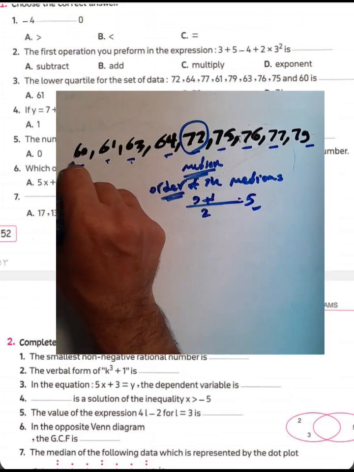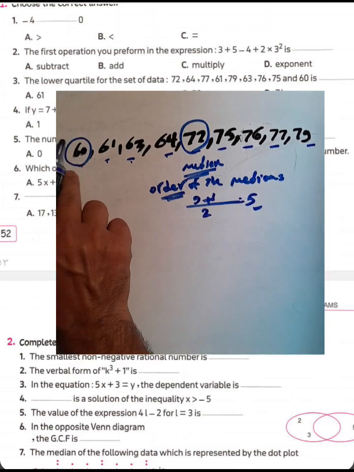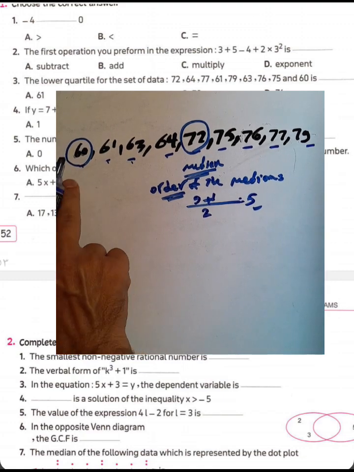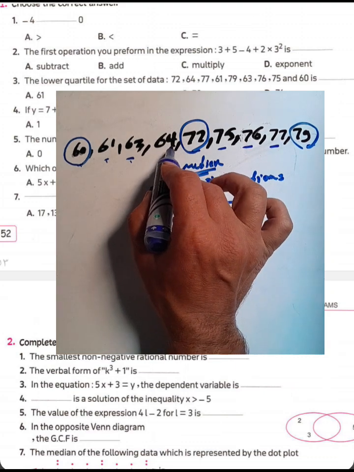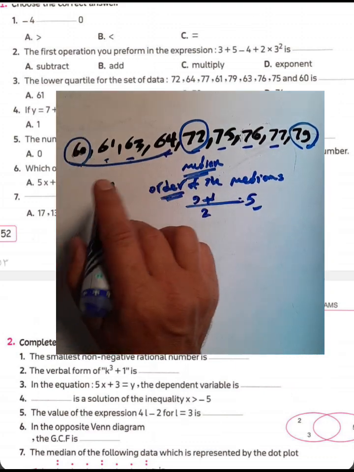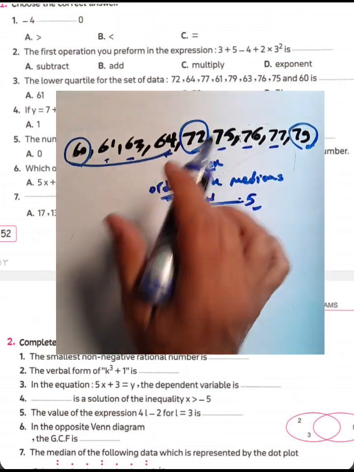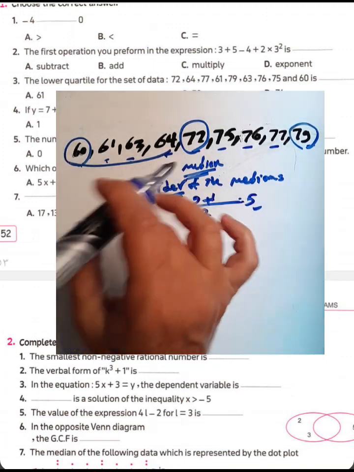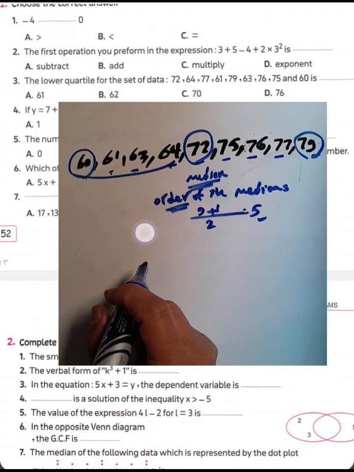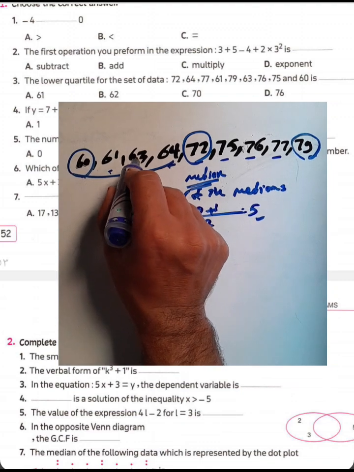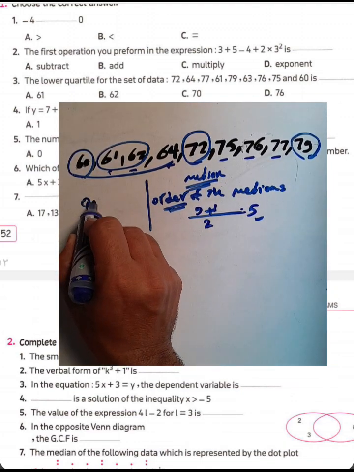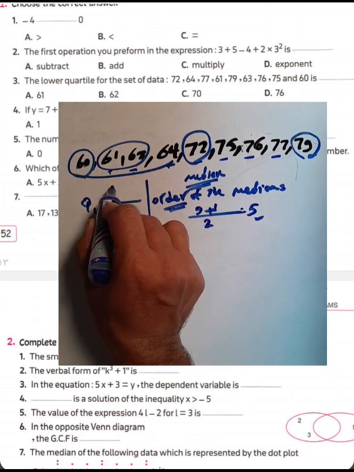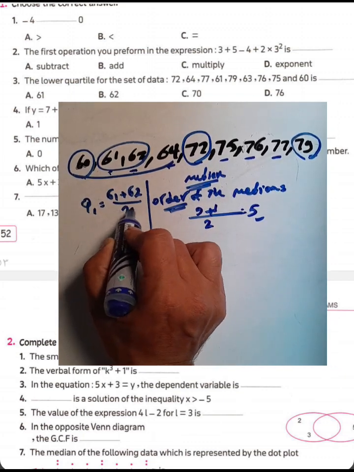Okay. And then 60 here we call the minimum, and 79 the maximum. Okay. In this example, what do you want to find? From the left hand side, you want to find quartile 1, the lower quartile. To find the lower quartile, you must add 2 numbers here and divide by 2. Then quartile 1, the lower quartile, is 61 plus 63 divided by 2.